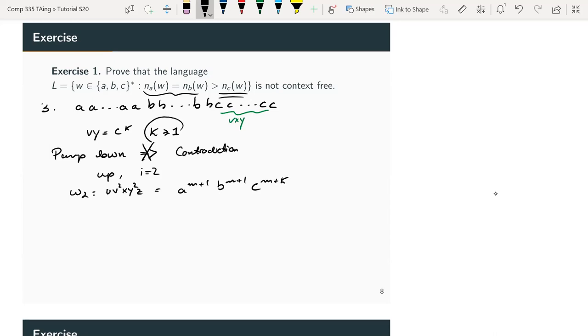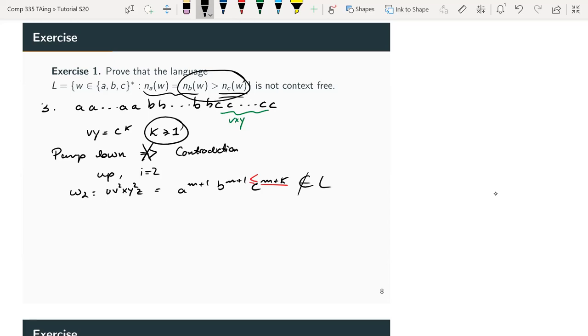And now you know that k is at least 1. So that means that m plus k is greater than or equal to m plus 1, right? Because you have at least 1 in the k. So m plus k is at least m plus 1. It's going to break this condition here that the number of c's should be strictly less than the number of b's. So this guy is not going to be in L either. So that's going to break it for case three.